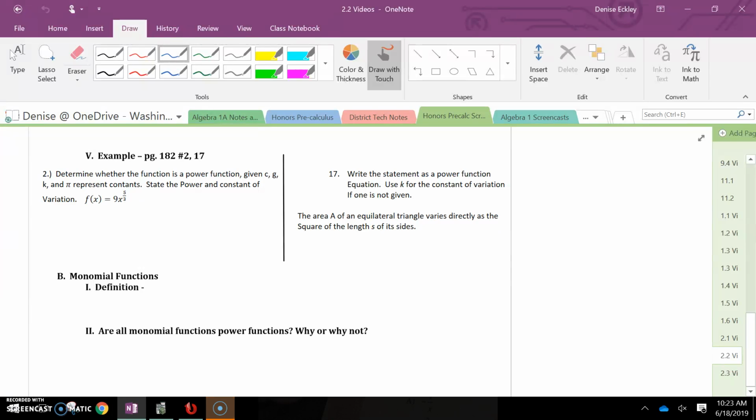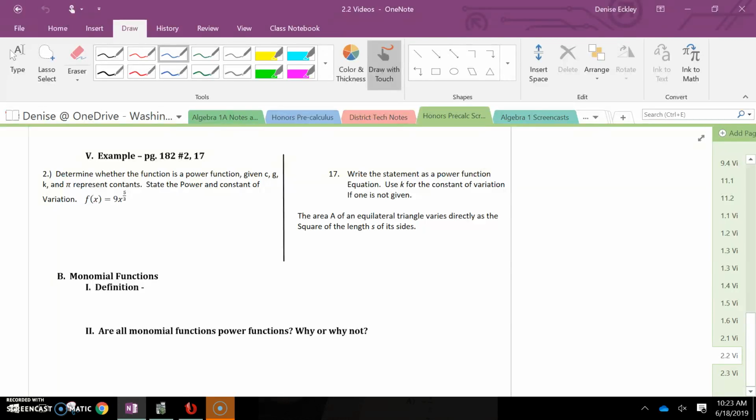Page 182, numbers 2 and 17 are about the basics of power functions. So number 2 asks, determine whether the function is a power function given c, g, k, and pi represent constants. If it is, we're supposed to state the power and constant of variation.